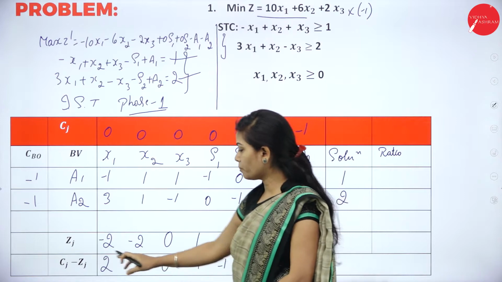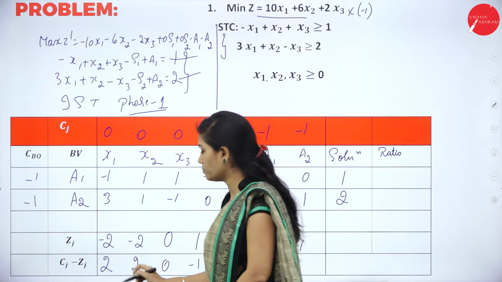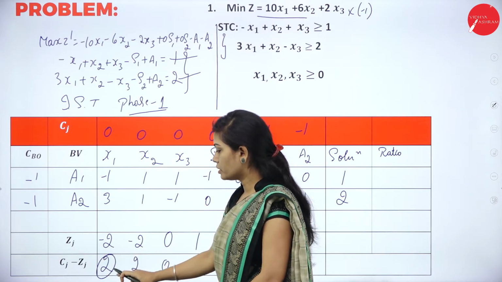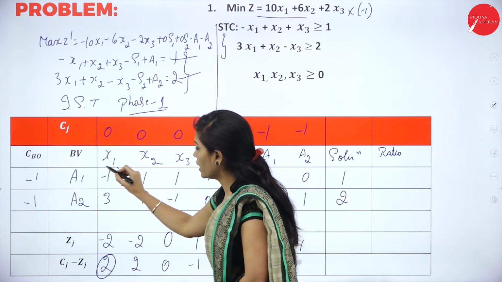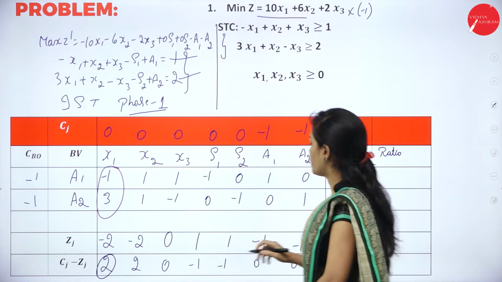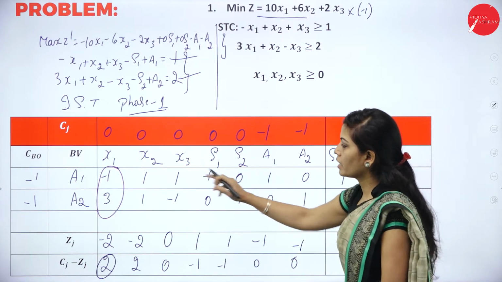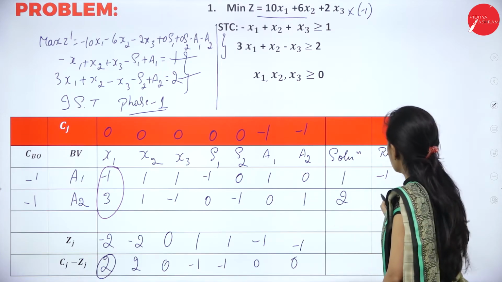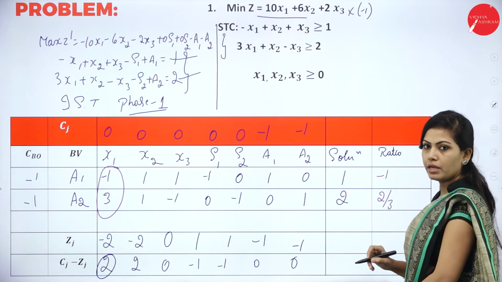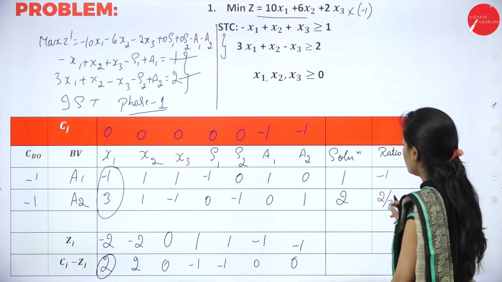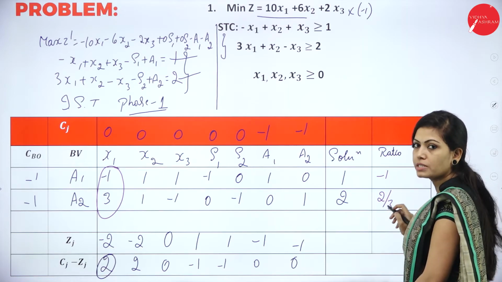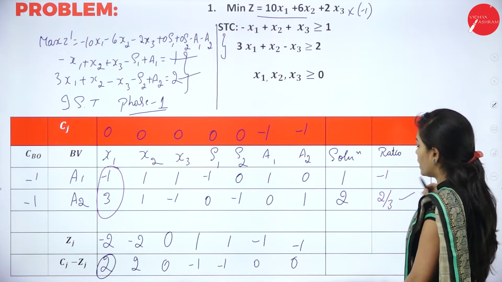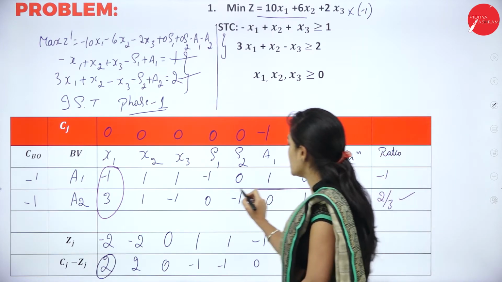So here we have two maximum values. So you can choose any one maximum value. I will select this maximum value x1. So x1 is my key column. And you can find the ratio. So solution by key column: 1 by minus 1 is minus 1, and 2 by 3 is 2 by 3. So you just select the least positive value in the ratio for getting the key row. So least positive value is 2 by 3. So this is my key row.